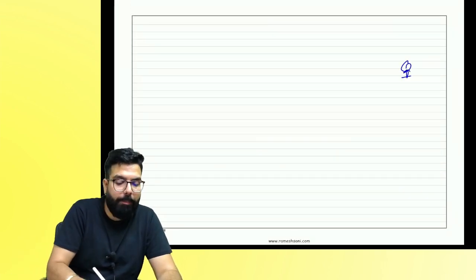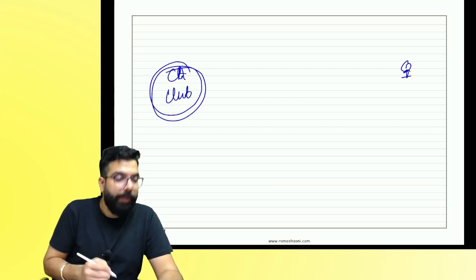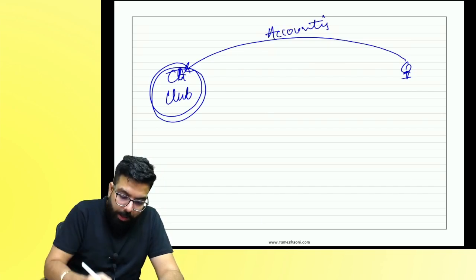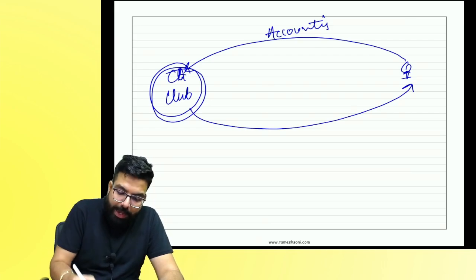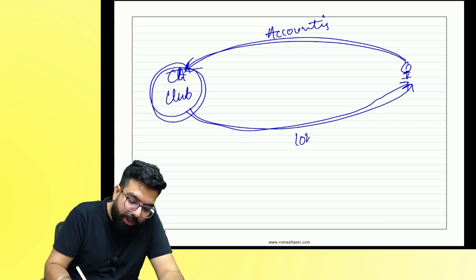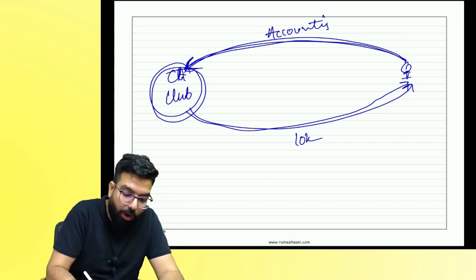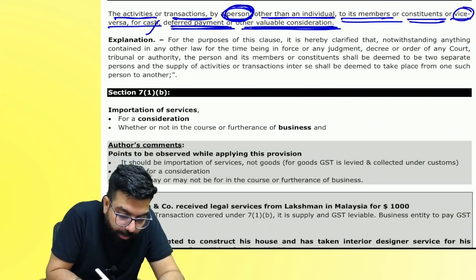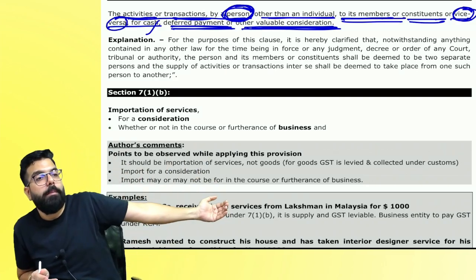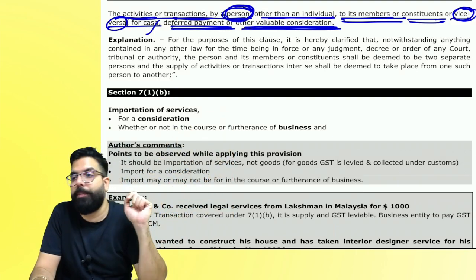Now you tell me one thing. For example, I am a member in a CA club and the CA club wanted me to do accounting. I gave them accounting service, and they went ahead and gave me 10,000 rupees. My question is, is me giving the service also a supply? Yes, because whether the person gives to the member or vice versa, the members give to the person, both will be considered as supply. Is the point clear to all?